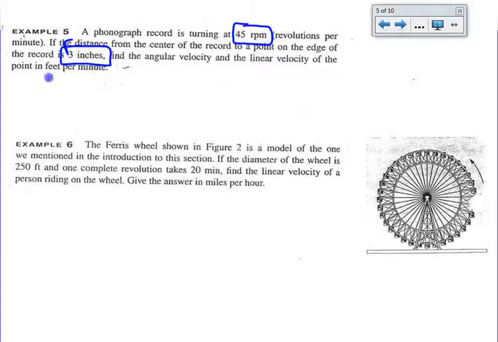So let's start with this 45 rotations per minute. If every rotation is 2 pi radians, what I can do is take 45 and multiply it by 2 pi, and this will calculate my central angle theta. So I'm going to leave it in terms of pi again because I don't want to grab my calculator. But now my central angle is 90 pi.